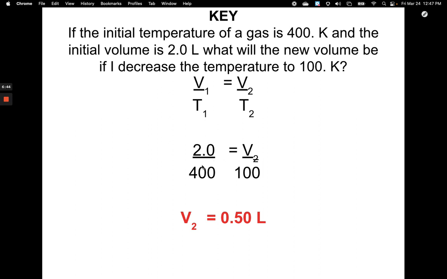Again, you've got all of the variables. You'll just cross multiply and you will solve for V2. And V2 would be 0.50 liters.